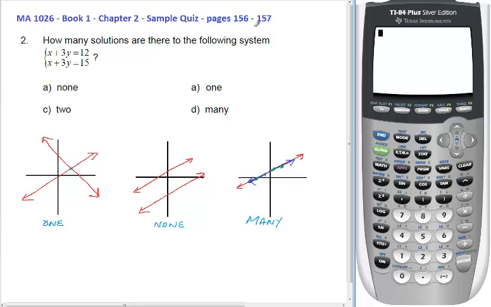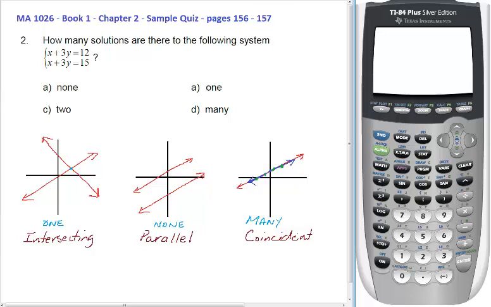Now again, what are the words? These are called intersecting lines, so if they intersect, 1 solution. These are called parallel lines, P-A-R-A-L-L-E-L. And the last one are called coincident lines. Coincide, in other words, the same line. So there's your choices. Now, how do you tell them?